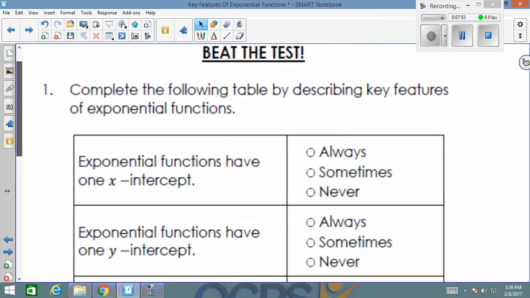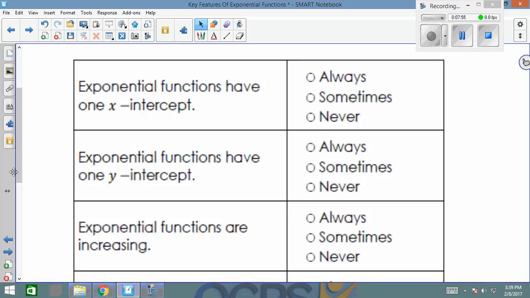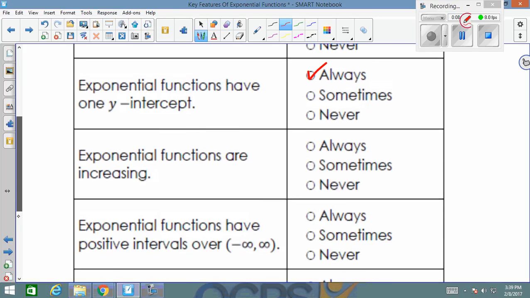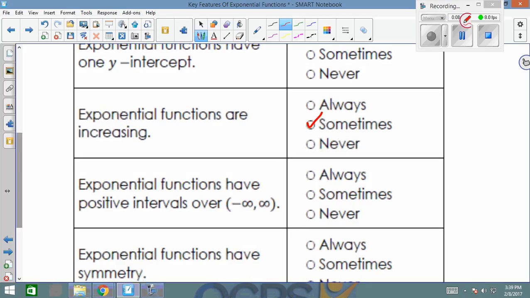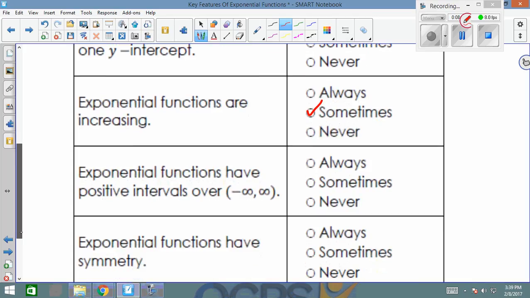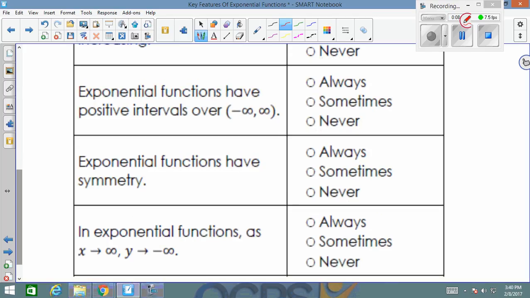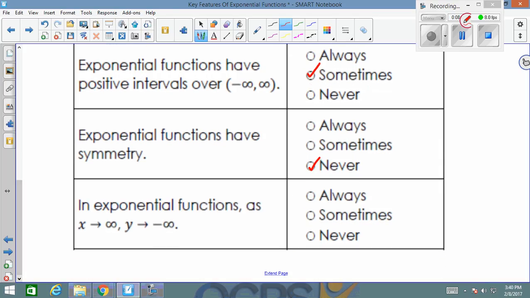Exponential functions have one x-intercept. That sometimes happens, depending on if it's transformed. Exponential functions will always have one y-intercept, always. Exponential functions are increasing. Sometimes, that sometimes happens. Exponential functions have positive intervals from negative infinity to infinity. Again, sometimes happening. That's if they're an increasing function that doesn't cross the x-axis. They have symmetry. That never happens. They're never symmetrical in any way. And as x approaches infinity, y approaches negative infinity, that's sometimes.